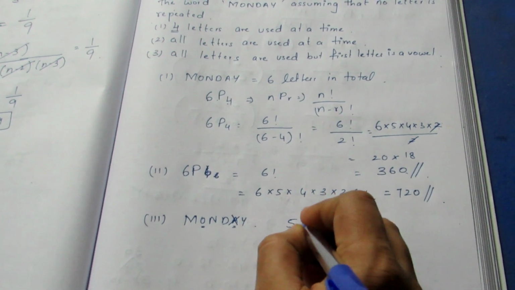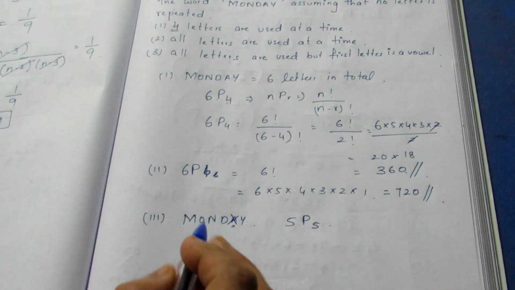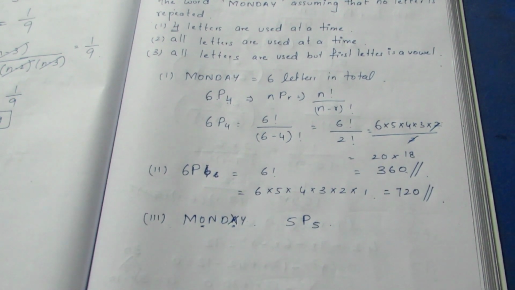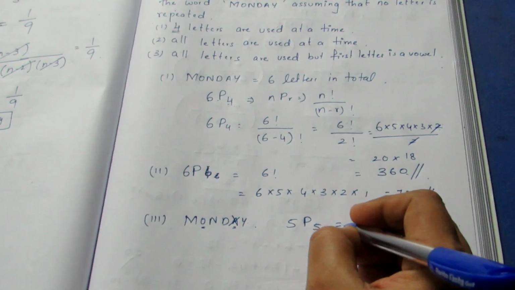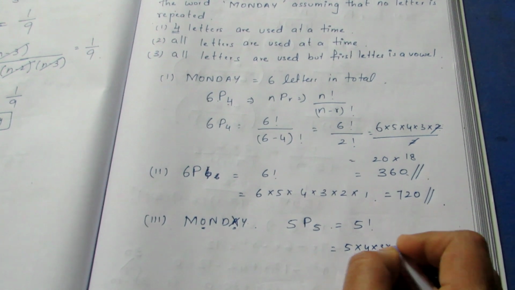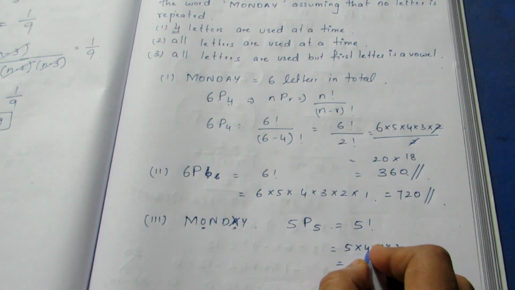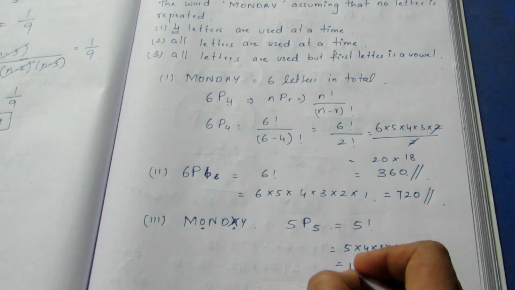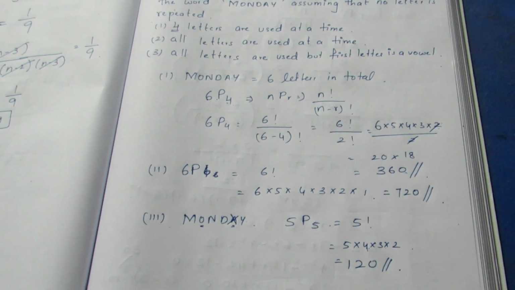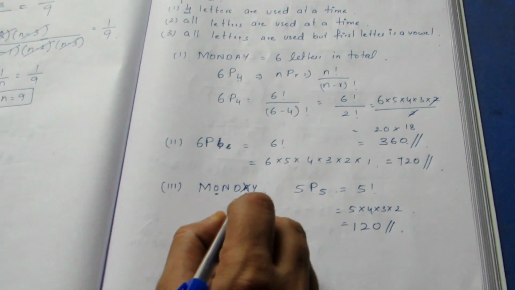So 5P5. For the vowel as the first letter, leaving the vowel, we need to see the permutation for the rest. As there are 5 letters, I am going to select all the 5 letters. So it is 5P5, which is 5 factorial. So 5 into 4 into 3 into 2. 5 4s are 20. 20 into 6 is 120. So 120 is not the final answer because here I have selected A as my first letter.